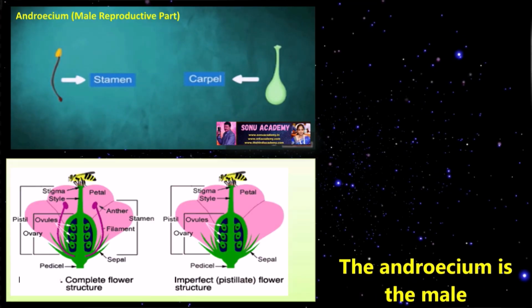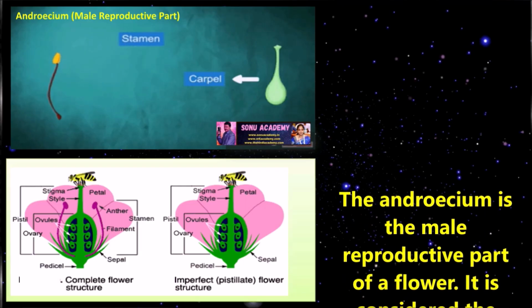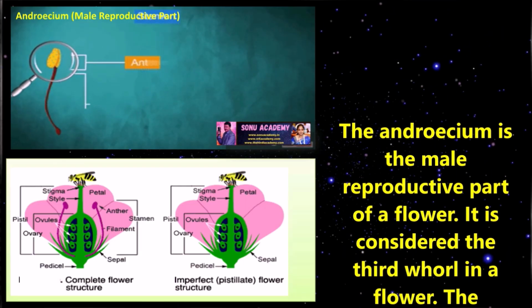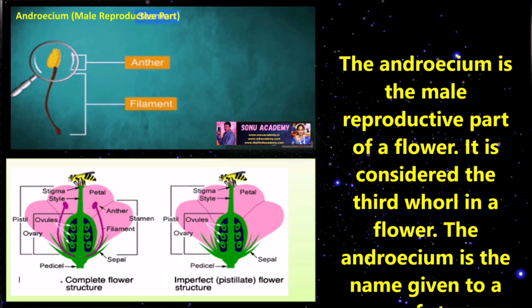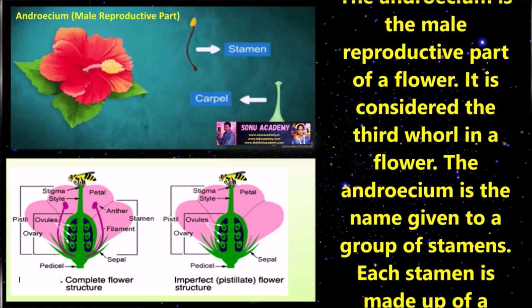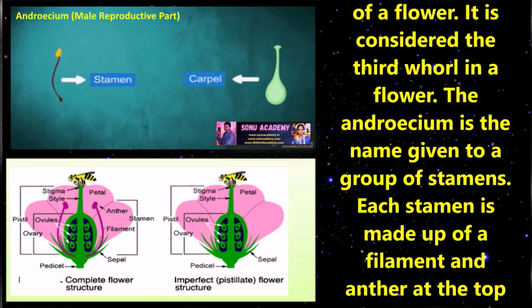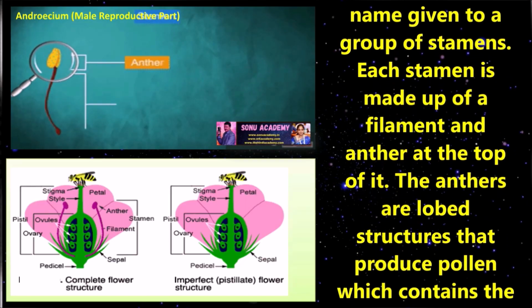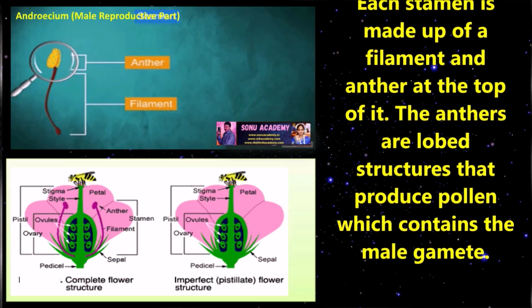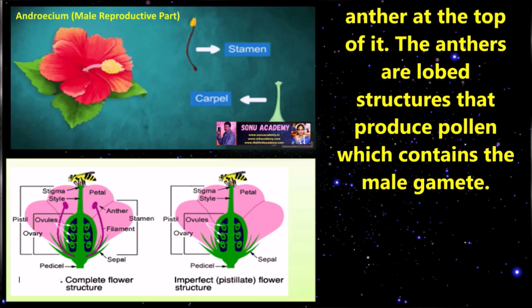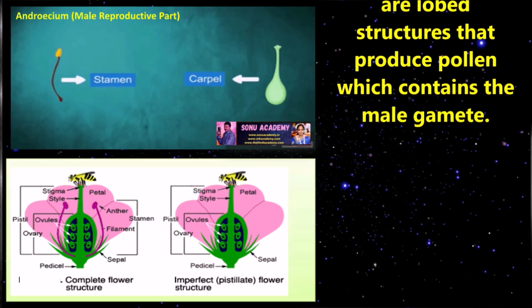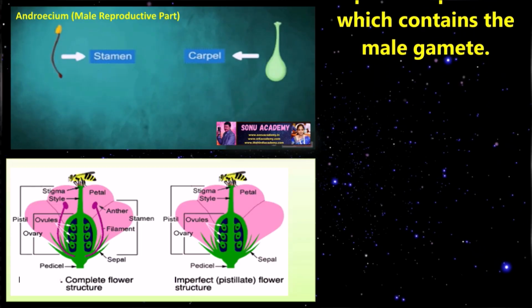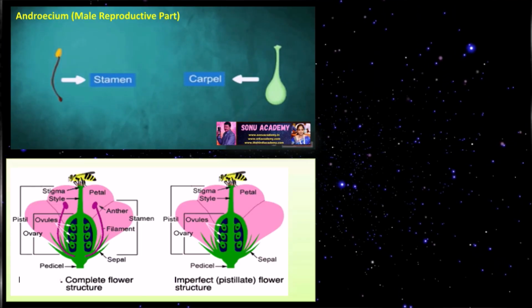Let us discuss the androecium, the male reproductive part, which is also called the anther. The androecium is the male reproductive part of a flower. It is considered the third whorl in a flower. The androecium is the name given to a group of stamens. Each stamen is made up of a filament with an anther at the top of it. The anthers are lobed structures that produce pollen, which contains the male gamete.